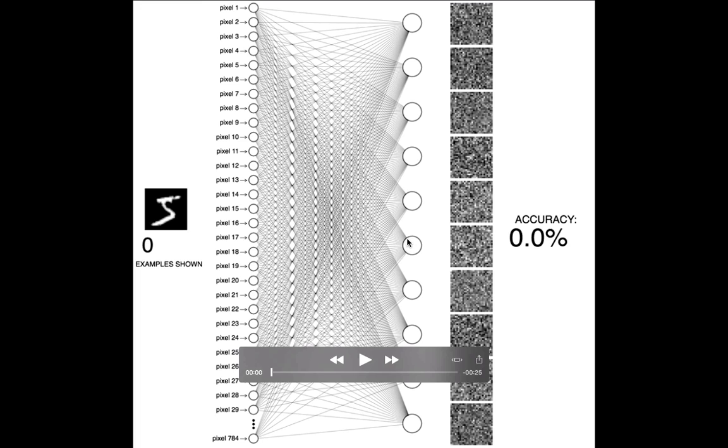Using some math, mostly pretty standard multivariate calculus, we can adjust all of the weights so that the network next time becomes slightly more likely to give a higher score for this and a lower score for the others. And we do this repeatedly. We don't have any way of doing it all at once. We do it through many, many examples.